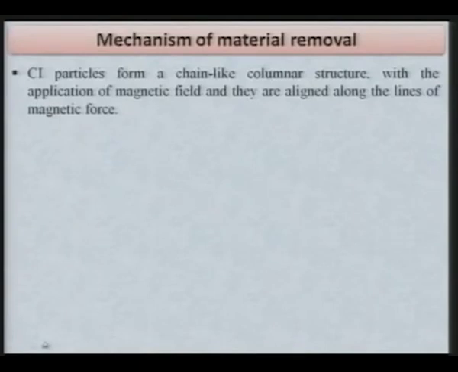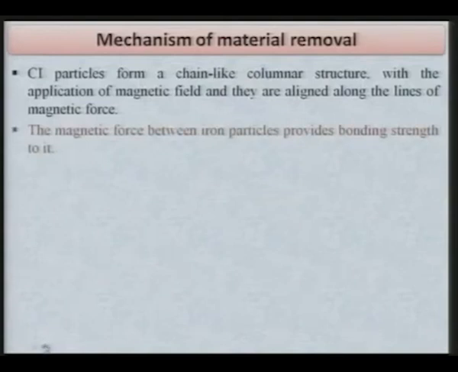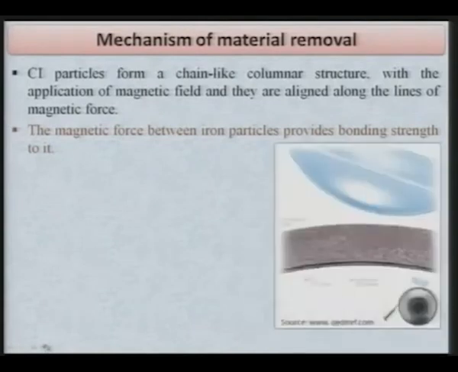Now, the mechanism of material removal in the magnetorheological finishing process is important to understand. We have the CIPs, that is carbonyl iron particles, forming a chain-like columnar structure with the application of a magnetic field. The CIPs get aligned along the lines of magnetic force, and the abrasive particles get entangled within the chain or between the chains. The magnetic force between iron particles provides bonding strength to it.